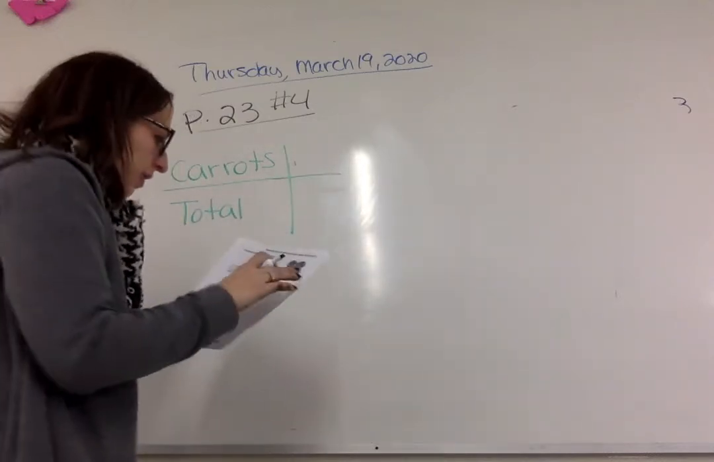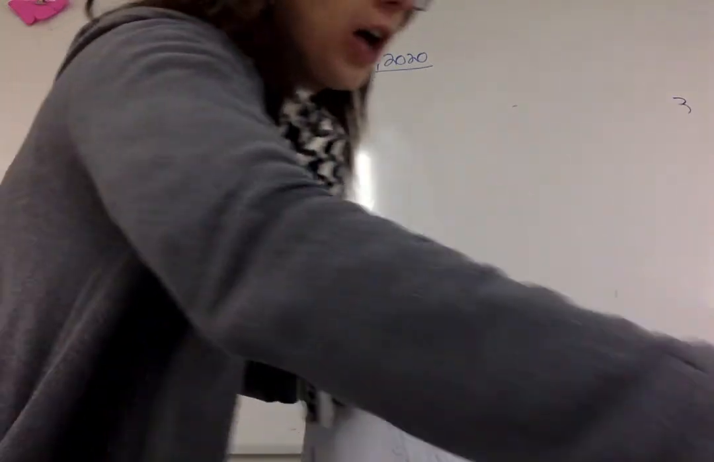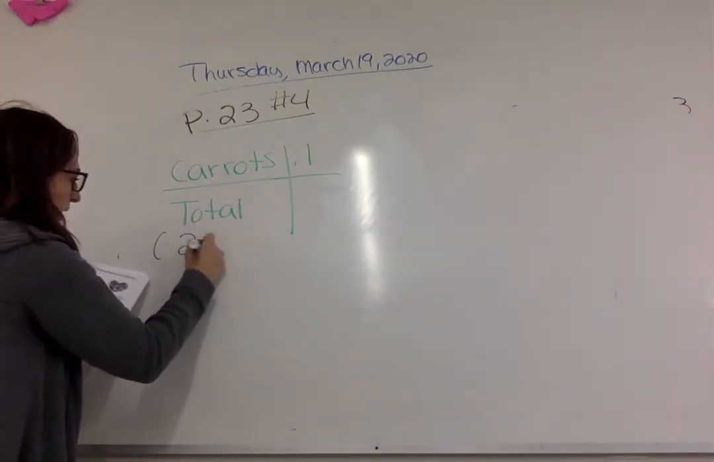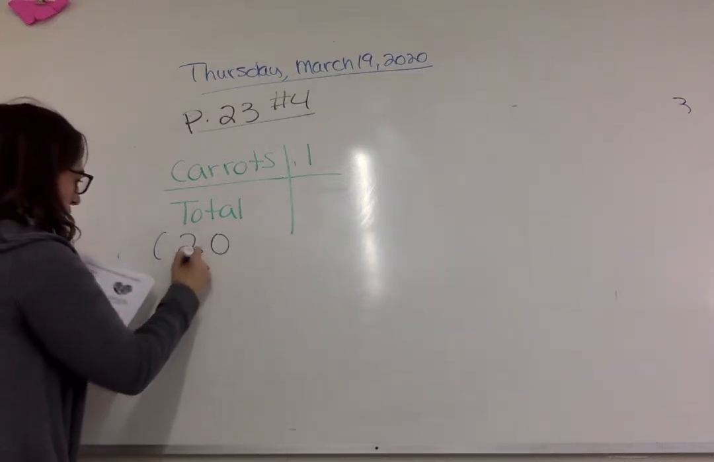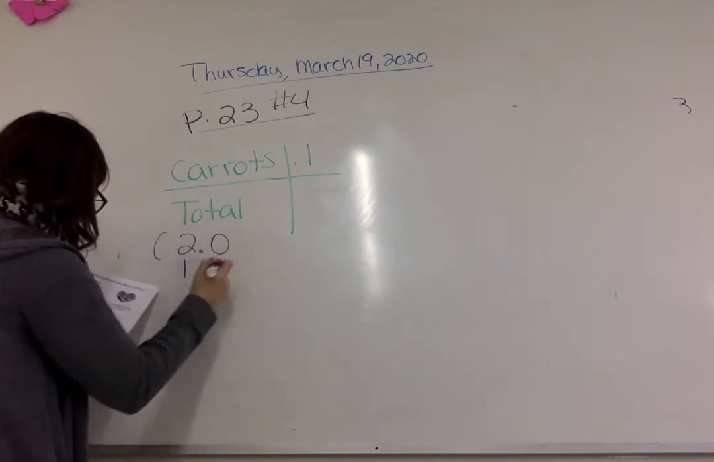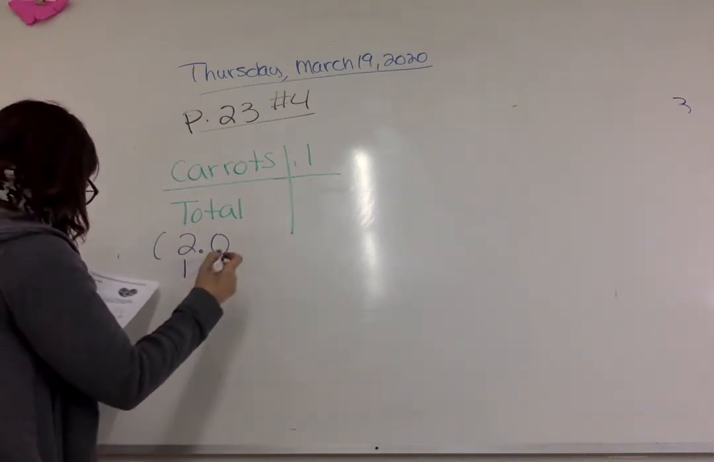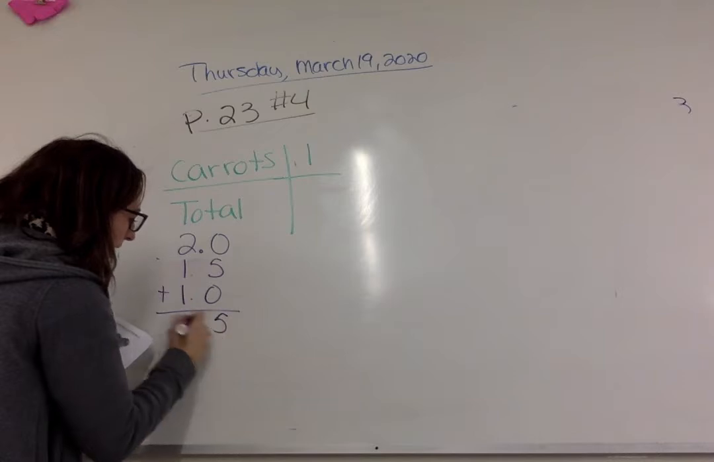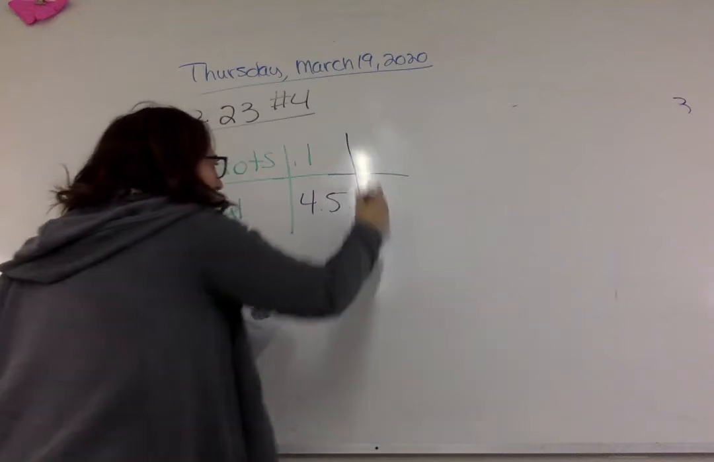We know that in the question, there is 1 cup of carrot, and to find the total, I'm going to add up all the cups that there are. So we're going to write the word total here. The 2 represents the onions, the 1.5 cups represents the celery, and the 1 cup represents the carrots. So the total means I have to add them all up, and I get 4.5 cups. So this is 4.5 cups for 1 carrot.